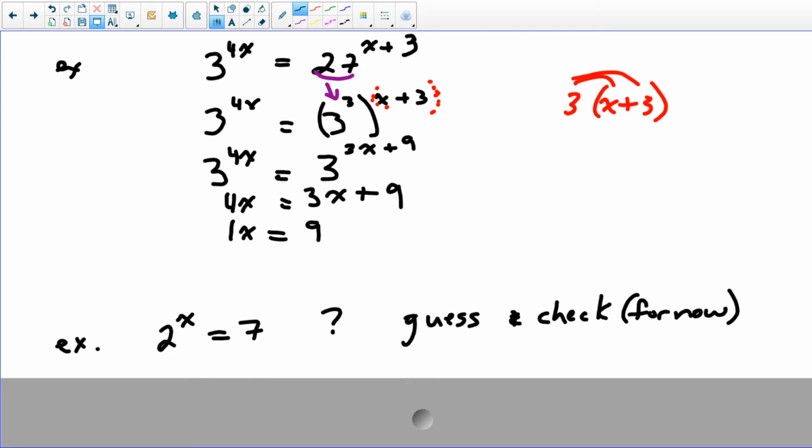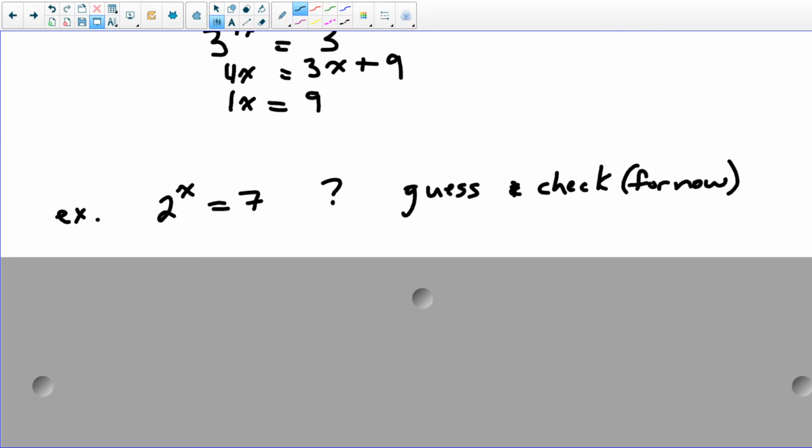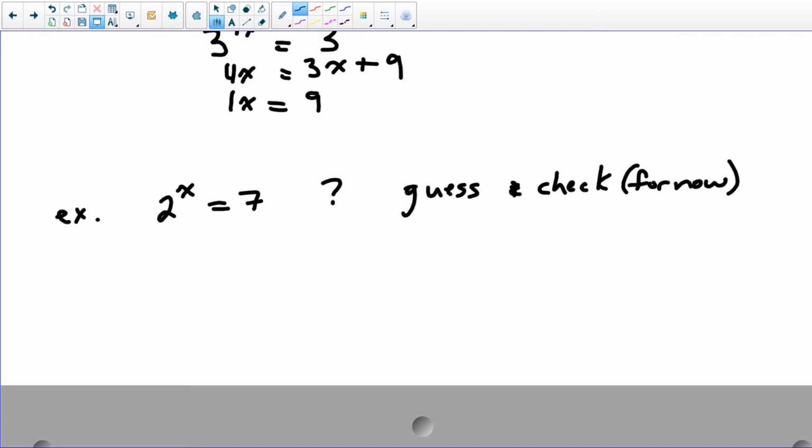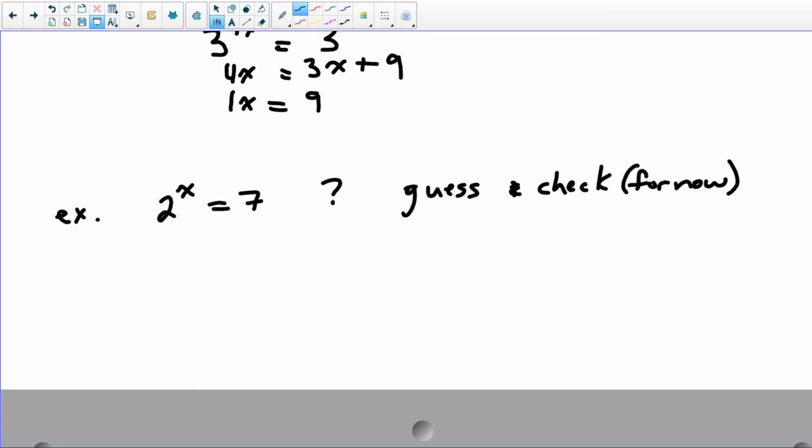Now, what happens in a case like this? Now, I know some of you already know about logarithms, but we're not using logarithms yet, okay? So this is a case where I can't change the 7 into a base of 2. So for now, what we're going to have to do is use a guess and check method, okay? And with this guess and check method, the key is when do we stop?